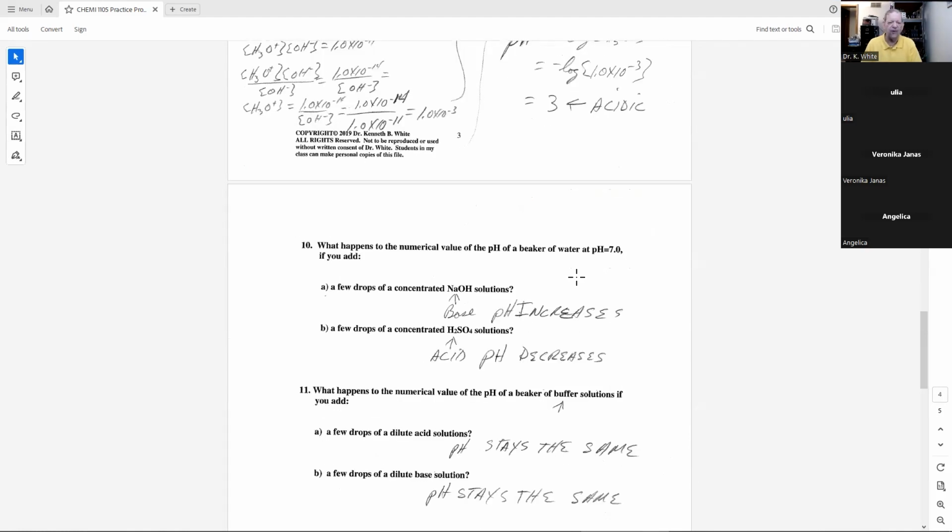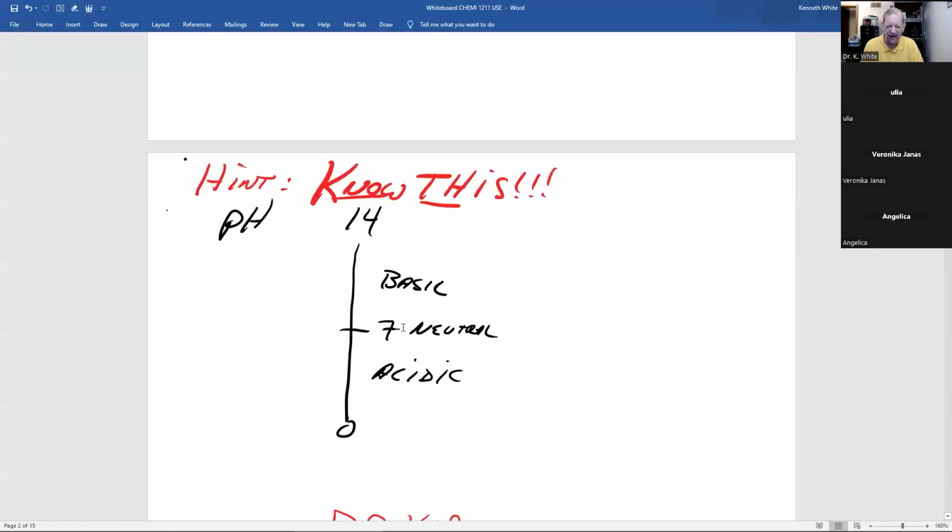Now, number 10, what happens? This is important. Read the question. What happens to the numerical value of a pH of water at pH equals 7.0 if you add a few drops of concentrated sodium hydroxide solution? The first thing you have to know is NaOH solutions are a base. And when you add a base, the pH increases. You're at neutral, you add a base, the pH goes up.